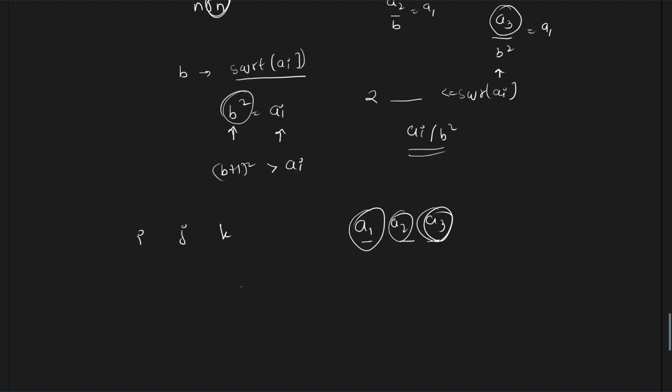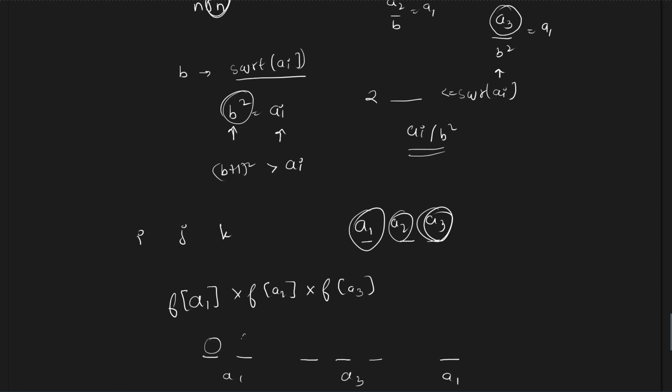So the total answer, or the final answer that these three will contribute, is frequency of a1 into frequency of a2 into frequency of a3, right? Why? Because if there are two values from here, three values from here, this is a1, a2 and a3, and let's say there is one value from here. You can choose any one of the two values, one of the three values and one value here. So the total possible ways would be 2 into 3 into 1, so this will be 6 in this particular case.